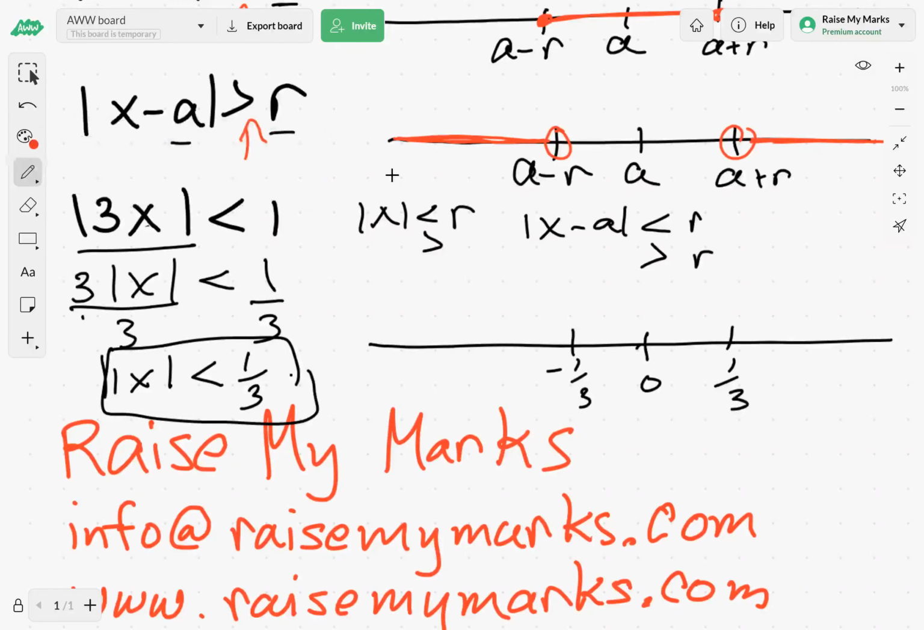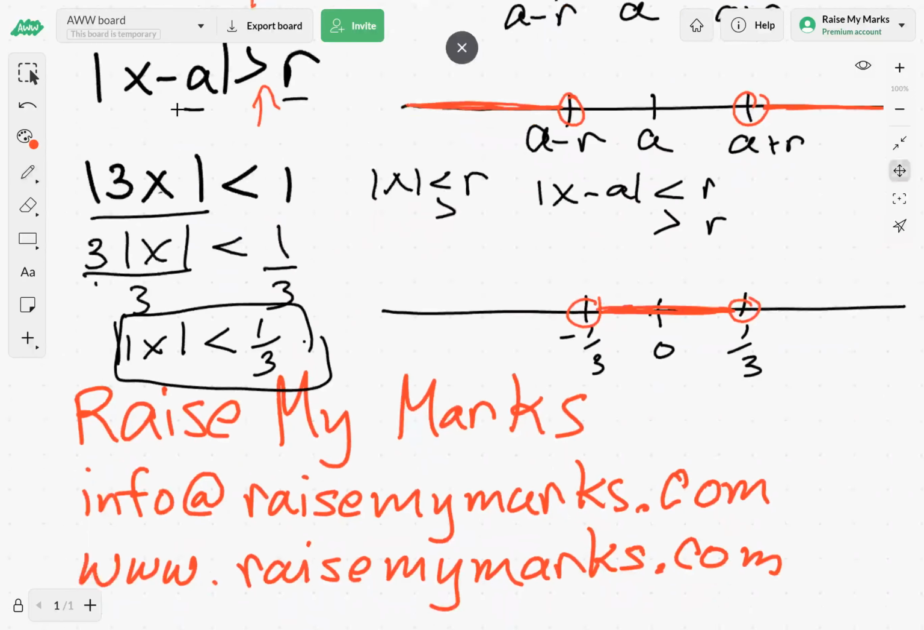It's a strict inequality, so we can put an open circle at the 1 over 3 and -1 over 3. Since our absolute value is less than 1 over 3, we're going to shade in the region between -1 over 3 and 1 over 3. Good. So I guess that brings us to the end of our evaluation of absolute values.